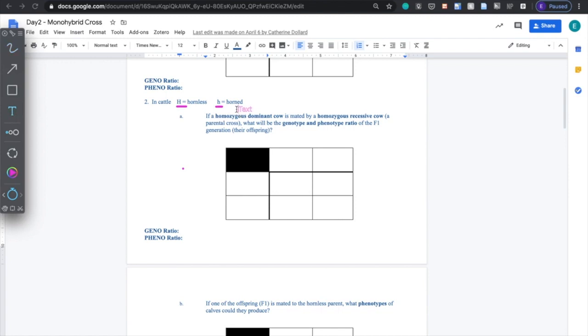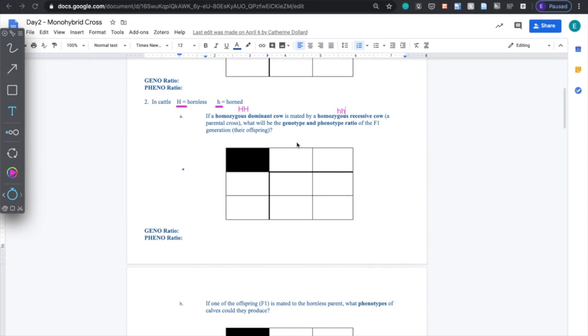So we're going to have a homozygous dominant cow, which means the same letter, right? The same allele, which is the same word for letter, which is capital H, and we have a homozygous recessive, which is a lowercase and lowercase letter, right? So we have homozygous recessive, and then we have homozygous dominant. So it's asking us what will be the genotype and phenotype ratio of the F1 generation. So it's just like the problem above.